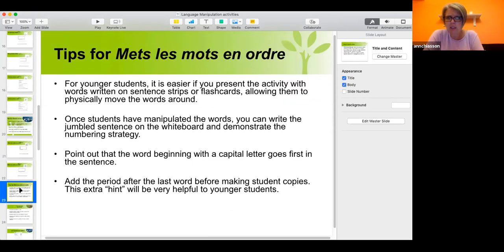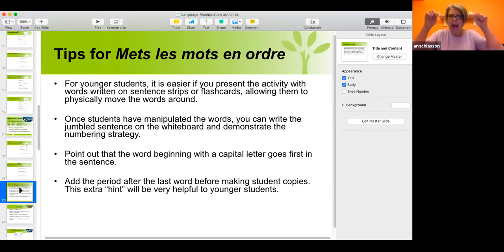For younger students, it's easier for me to present the activity with words written on sentence strips or flashcards, and I allow them to move them around. So when I present this activity, I'm using probably a magnetic board, like my whiteboard is magnetic, and I am physically moving the words around. And we are practicing it.